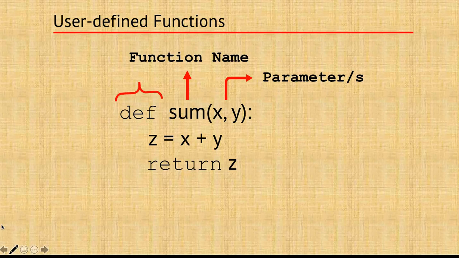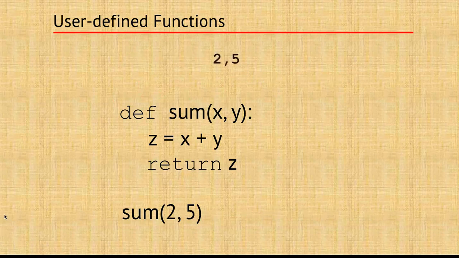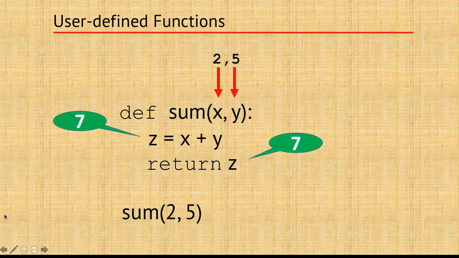Now a function should be defined before it is called. So to call this function, use the name of the function with parameters. Now here the parameters 2 and 5 will be assigned to variables x and y. So after addition, the value will be assigned to z, that is 7. And that value will be returned using the return statement. Therefore, sum(2, 5) will give value 7.